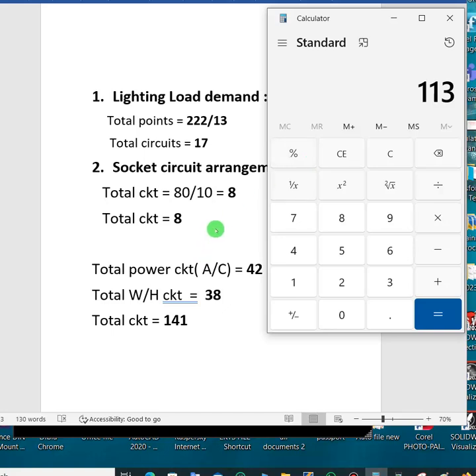So we are going to add 25%, so that we make allowance for spare breakers in the distribution board. So what we are going to do is this. This is the total circuit. Let's add 25% to that. So we're going to say that multiplied by 1.25. 113 multiplied by 1.25. We are having this. That is what we have here now.